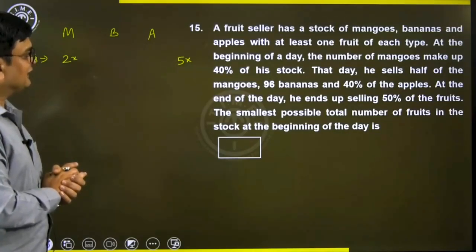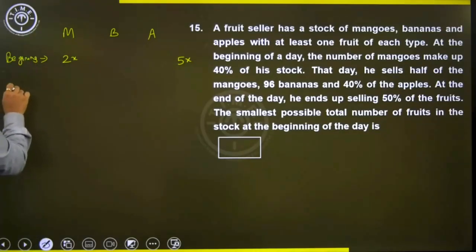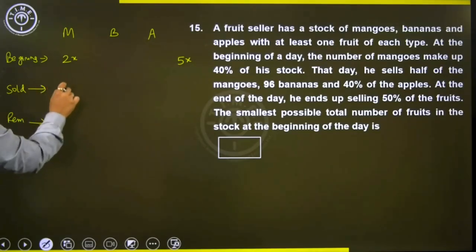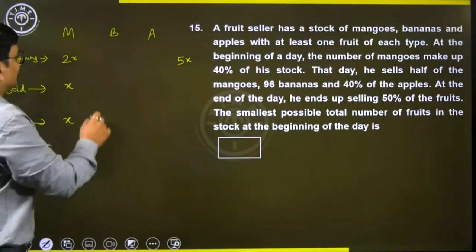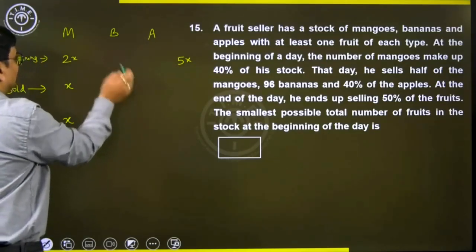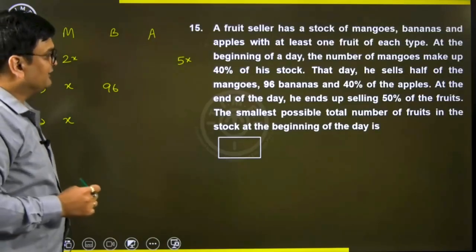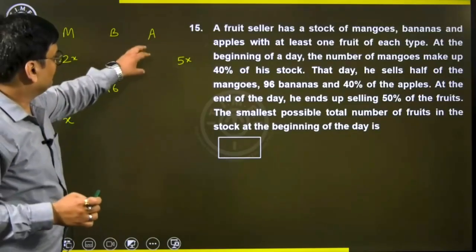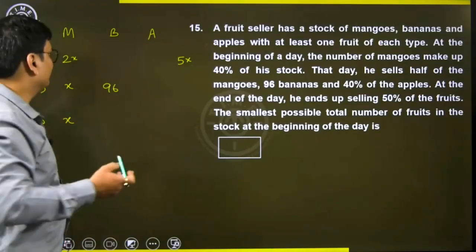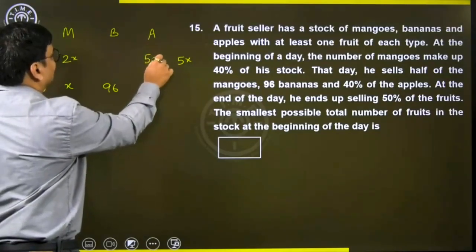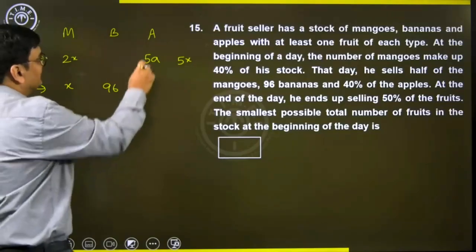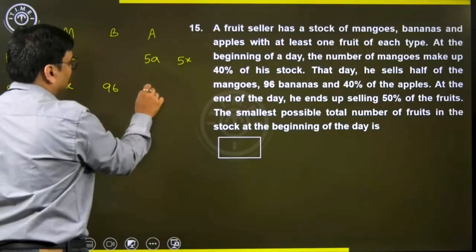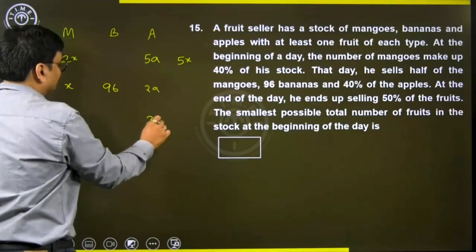That day he sells half of mangoes. So number of items sold and then number of items remaining. He sold half the number of mangoes, that means the other half is remaining. 96 bananas he sold. Now how many bananas initially were there? We don't know anything about that. And 40% of the apples he sells. Let's assume the number of apples to be 5a, so that it's convenient to calculate 40% of that number. 40% sold of 5a will be 2a. So we'll be left with 3a.